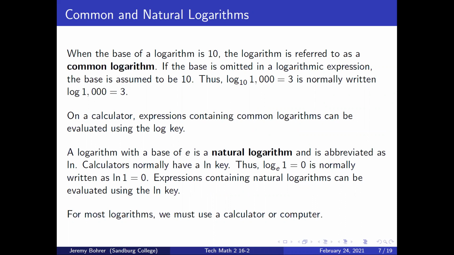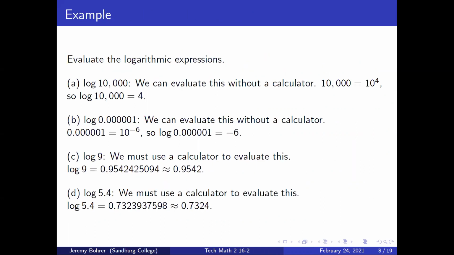A logarithm with a base of e is a natural logarithm and is abbreviated as ln. Calculators normally have an ln key. Thus, log base e of 1 equals 0 is normally written as ln 1 equals 0. Expressions containing natural logarithms can be evaluated using the ln key. For most logarithms, we must use a calculator or computer.